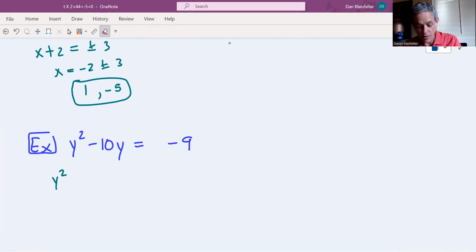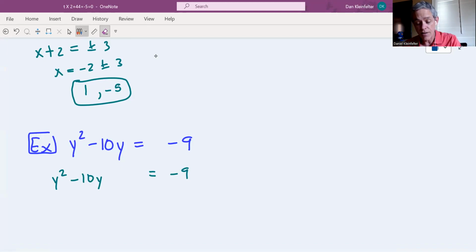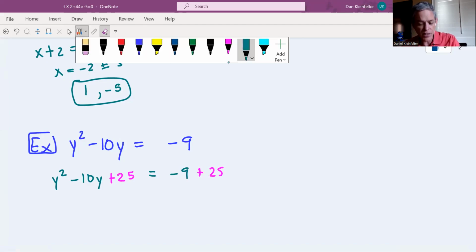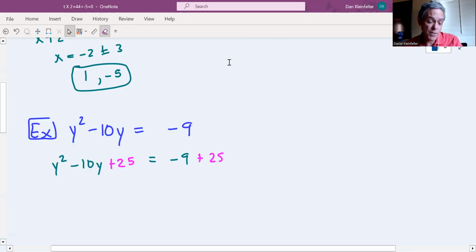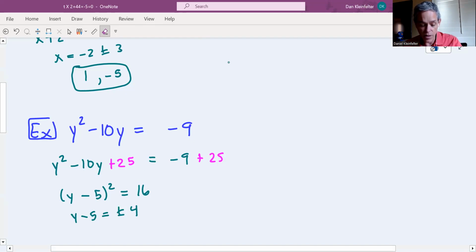We will try y squared minus 10y. And then in order to make a perfect square out of this, half of 10 is 5. 5 squared is 25. I'm going to add 25 to both sides of the equation to make it so that the left side is a perfect square. This will make it so we have y minus 5 squared, the left side, which is pretty great, and then 25 minus 9, 16 on the right side. Now then, this will give us y minus 5 is plus or minus 4.